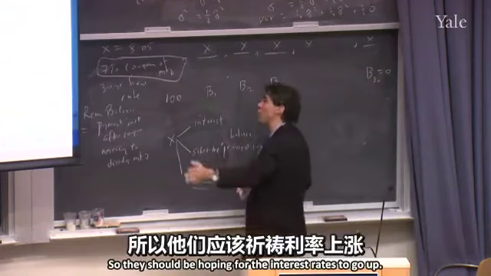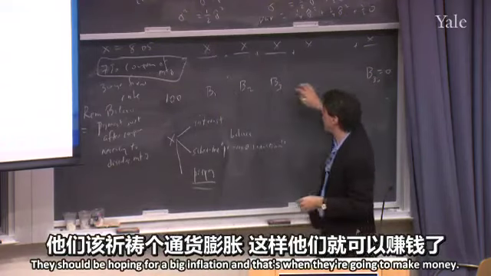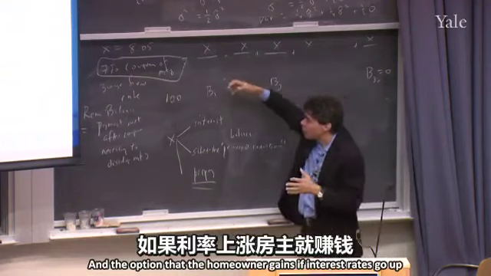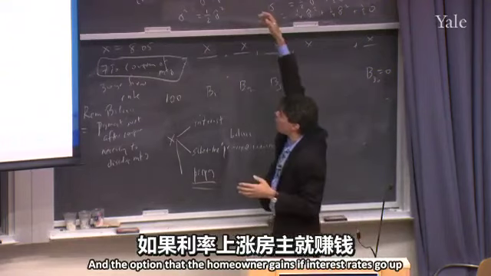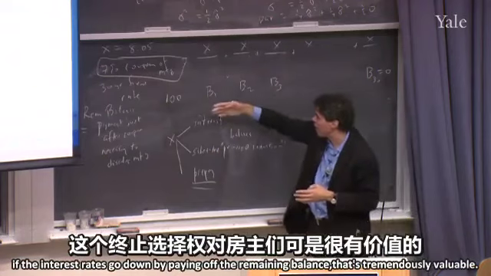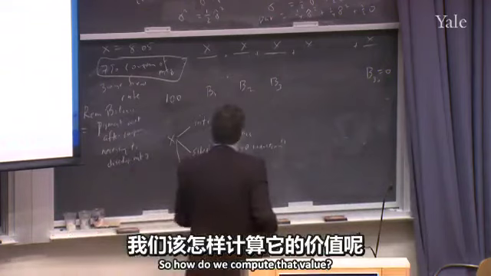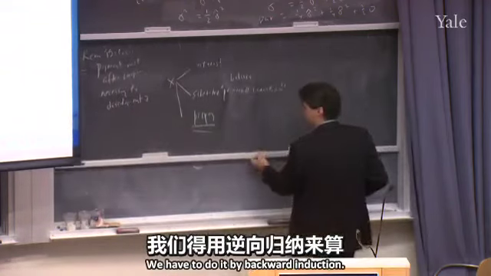So they should be hoping for the interest rates to go up. They should be hoping for a big inflation. Okay, and that's when they're going to make money. And the option that the homeowner gains if interest rates go up, and the homeowner can always get out of the mortgage and pay it off if interest rates go down by paying off the remaining balance, that's tremendously valuable. Okay, so how do we compute that value?